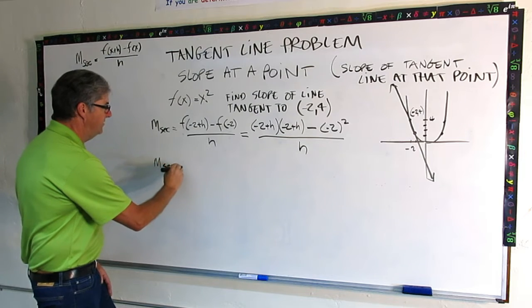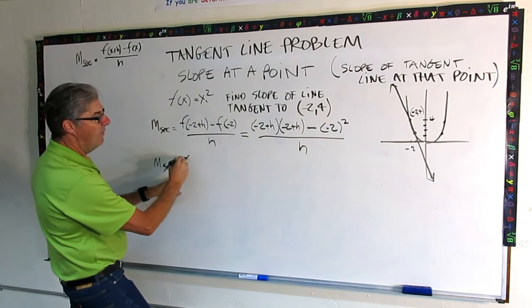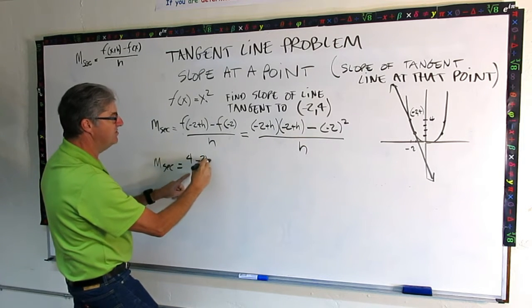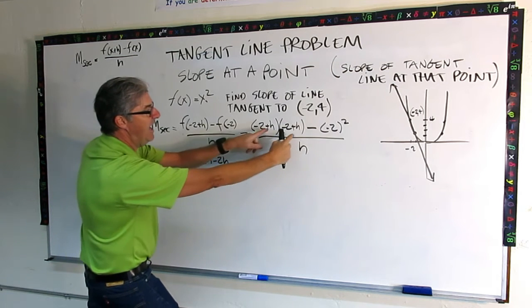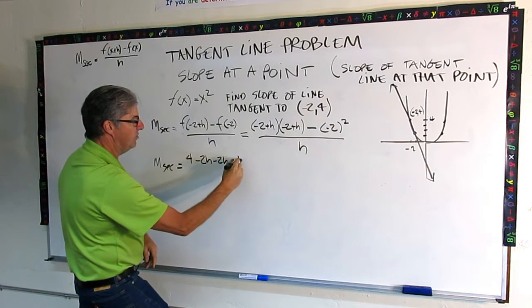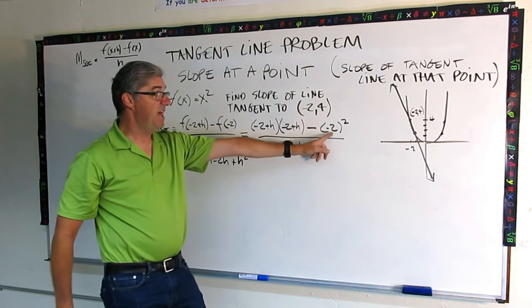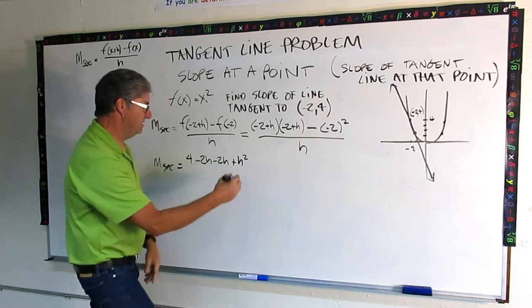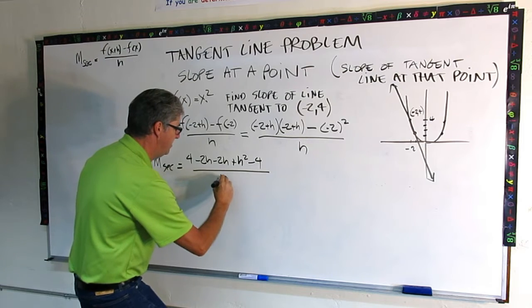M secant is going to equal. Now I could FOIL this, and I'm going to get 4, that's first. Outside is minus 2h. Inside is also minus 2h. And last is h squared. And then bring over our last term. So this is negative 2 squared is 4, but we're subtracting. So this is minus 4 all over h.